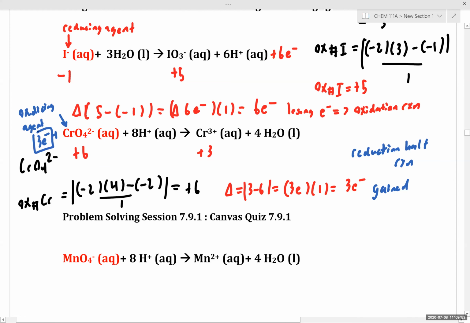Does this idea make sense to everyone? This idea of counting electrons, assigning oxidation numbers, and determining whether it's an oxidation or reduction half reaction by looking at whether your oxidation number is increasing or decreasing. Any questions on this example? The only thing that's new in this example is you have to be a little more careful about how you calculate your oxidation numbers.